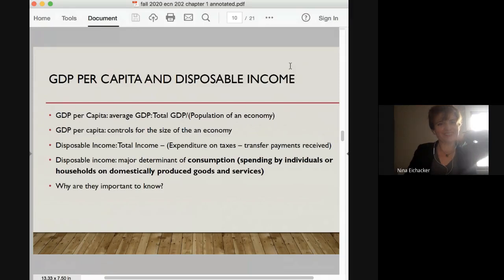Another key variable that we use is disposable income. Disposable income captures what you have to spend after you've spent on everything you have to. Specifically, we subtract expenditure on taxes from people's overall income, and then we might also account for the fact that some people receive transfer payments from the government. So my disposable income is going to be positively correlated with any transfer payments that I receive, but negatively correlated with any expenditure on taxes. Disposable income is the key determinant of consumption, spending by individuals or households on domestically produced goods and services, because it's whatever I can spend after I've paid my obligations.